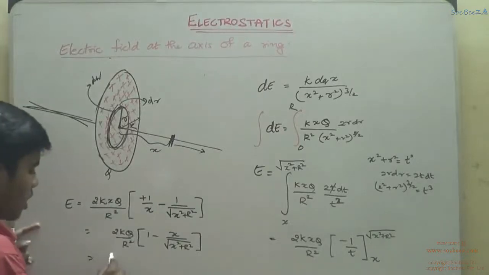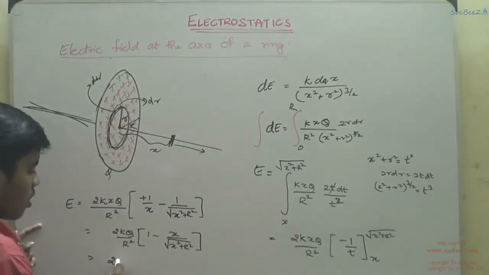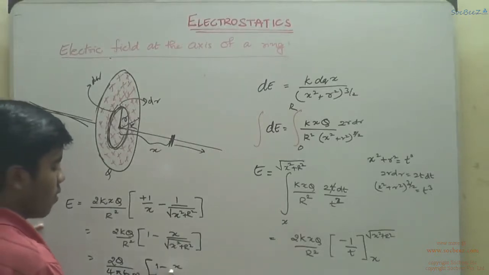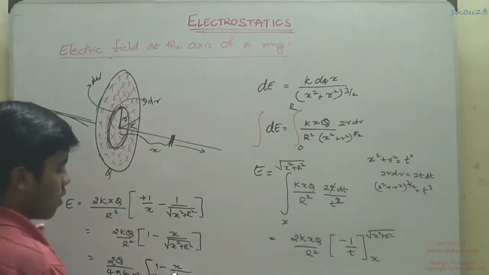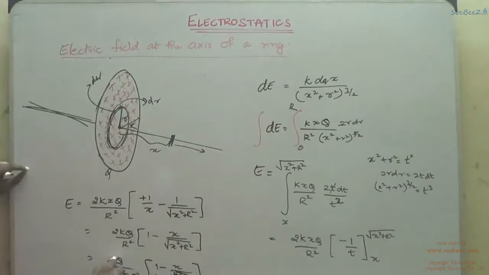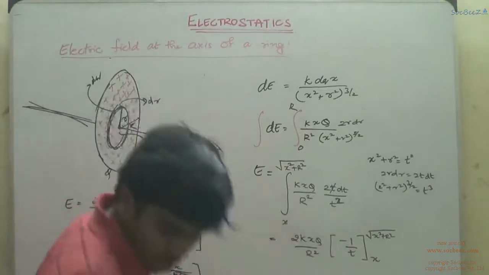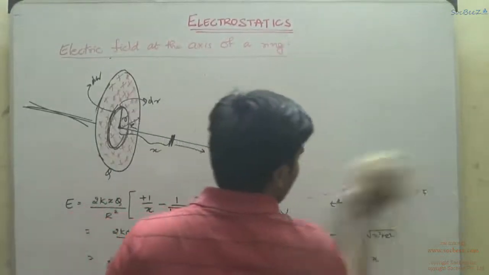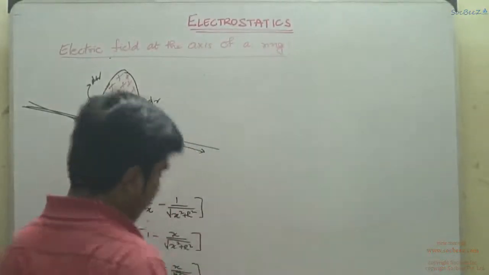The other way is, see, what is k? K is equal to 1 by 4 pi epsilon naught, right? So this 2 becomes this 2, and we know that q by pi R square is equal to sigma. So what does the electric field become?